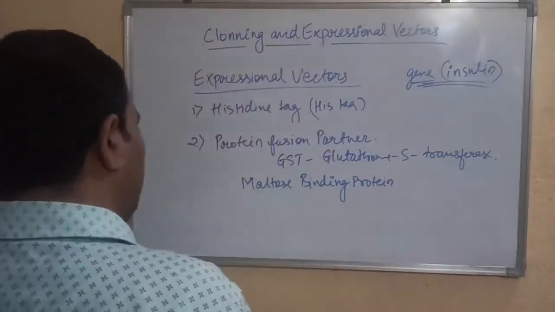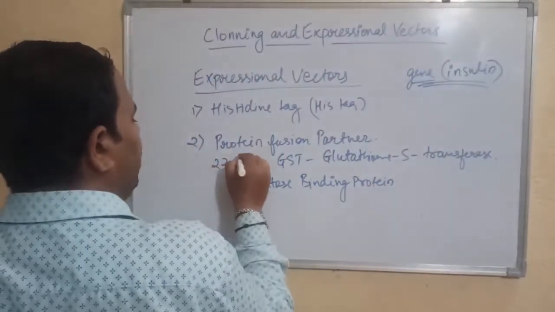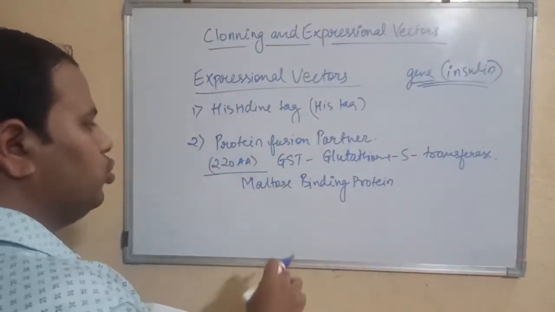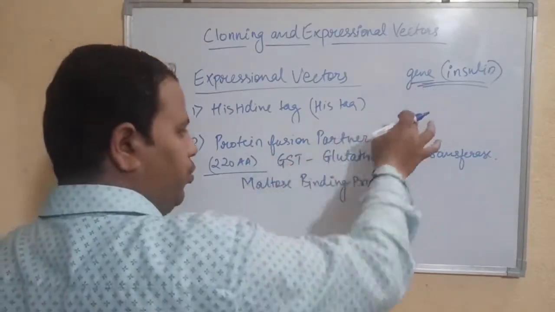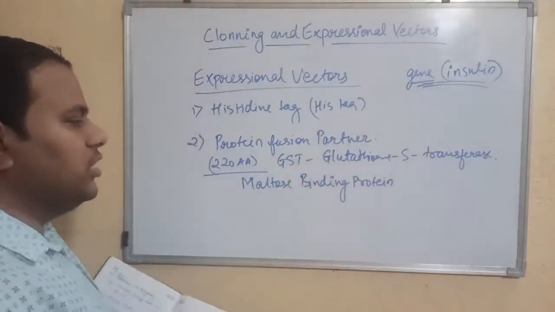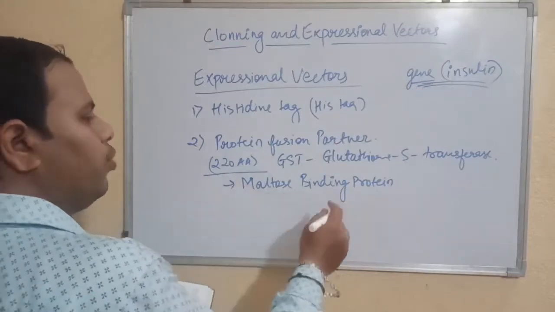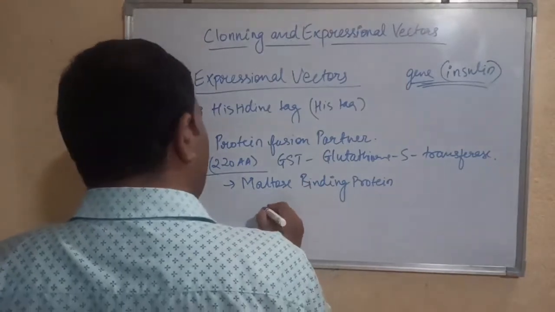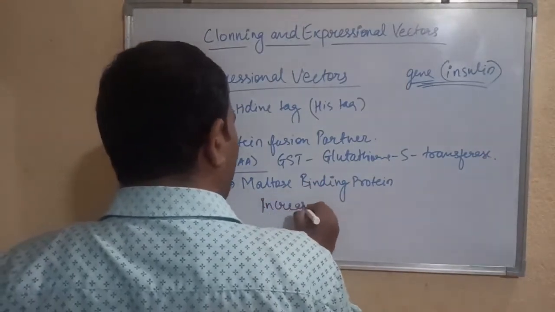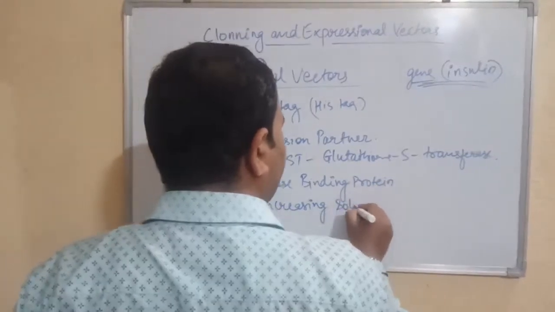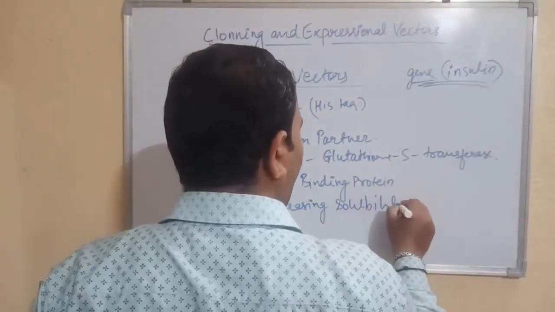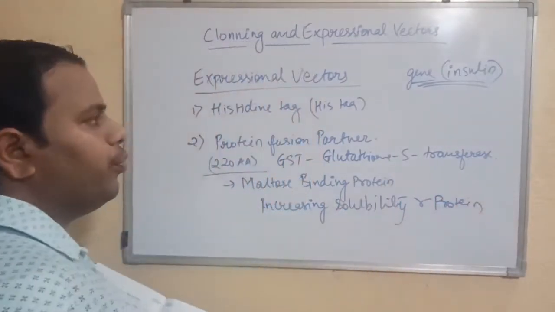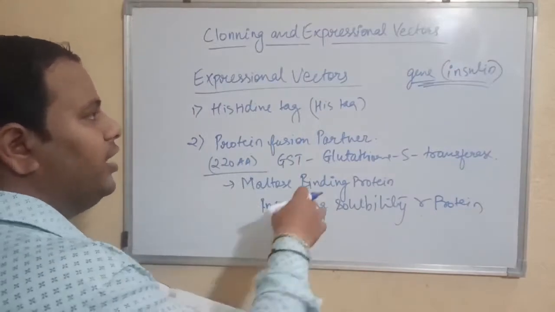Okay, so the GST tag is a 220 amino acid tag. This also has a particular affinity in chromatography, to which it can be bound to a ligand along with the fused protein and thereby eluted after using certain buffers. This maltose binding protein has a specific solubility in certain solutions, so it helps in increasing solubility of the recombinant protein. So what will happen? Our recombinant protein will get solubilized in certain solution, and then it can be eluted out.